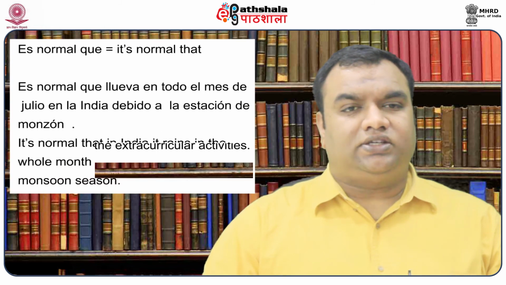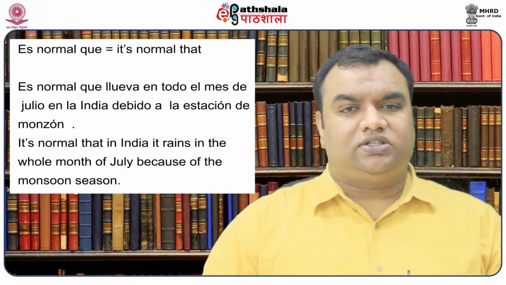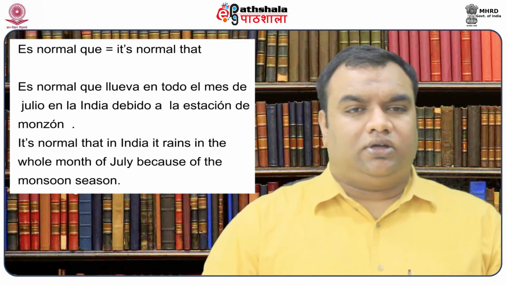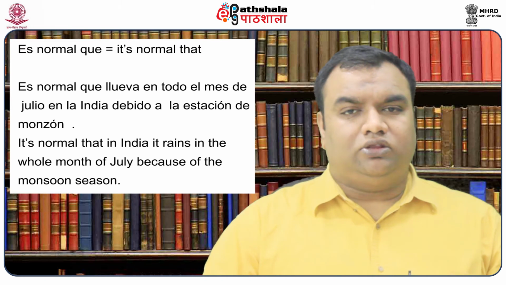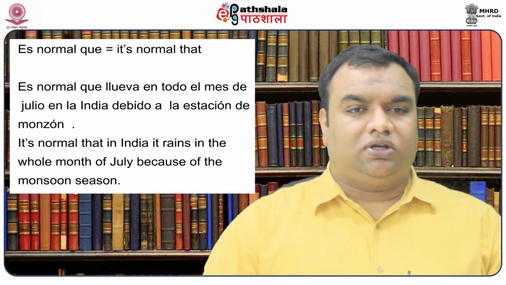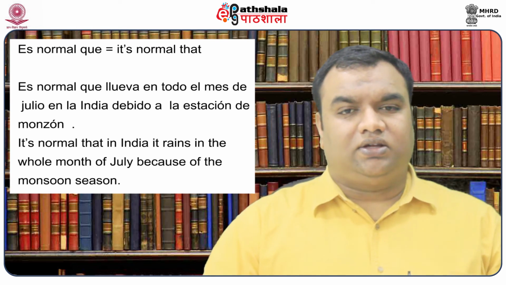Next example is, es normal que, which means, it's normal that. Es normal que llueva en todo el mes de julio en la India debido a la estación de monzón. In English, it's normal that in India it rains in the whole month of July because of the monsoon season.